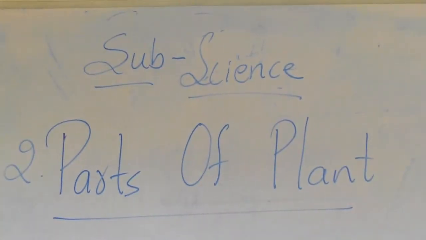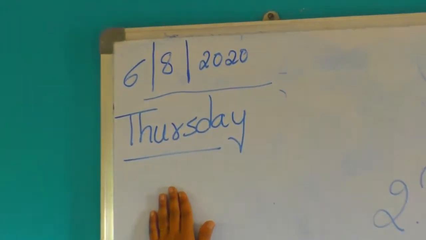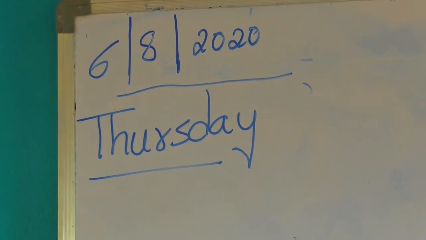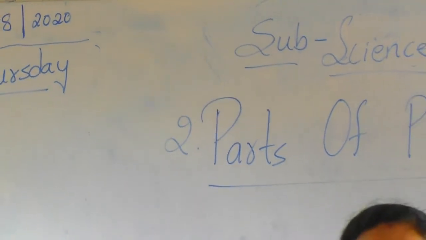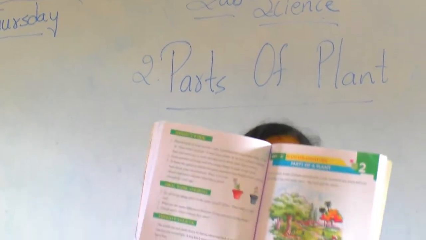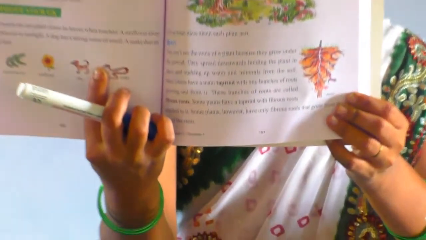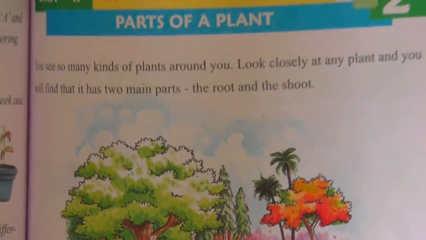Open your classwork and write the date, 6 August. Today is Thursday. Understood? Now open your reader, page number 191, parts of plant.